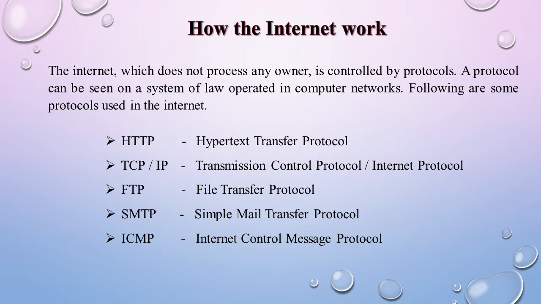How the Internet works. The Internet, which does not have any owner, is controlled by protocols. A protocol can be seen as a system of laws operated in computer networks. Following are some protocols used in the Internet. HTTP, Hypertext Transfer Protocol. TCP/IP, Transmission Control Protocol, Internet Protocol. FTP, File Transfer Protocol. SMTP, Simple Mail Transfer Protocol. ICMP, Internet Control Message Protocol.